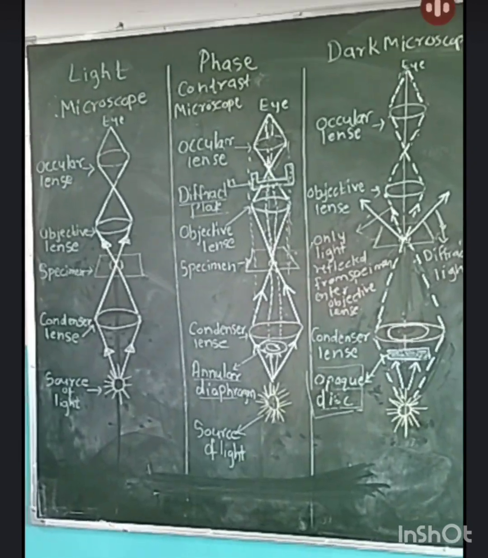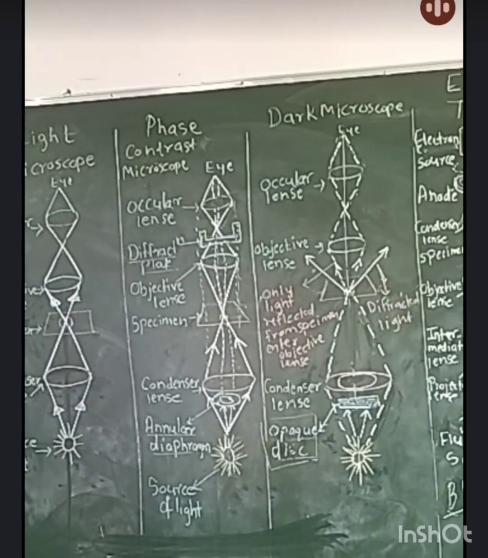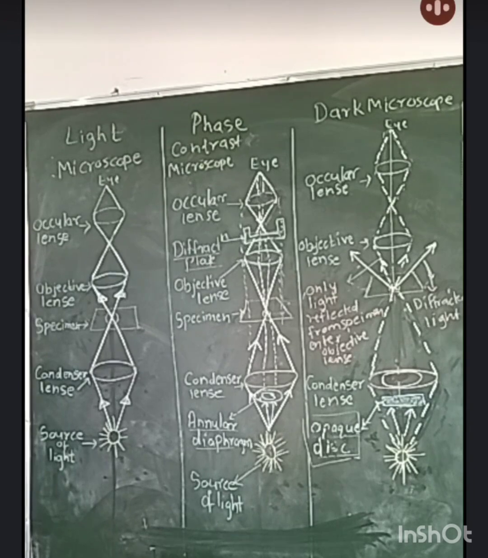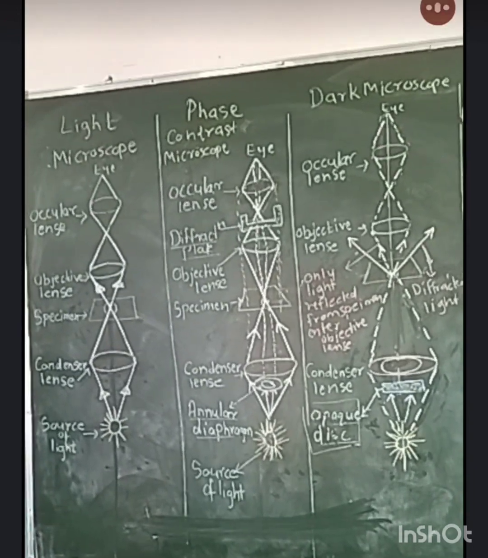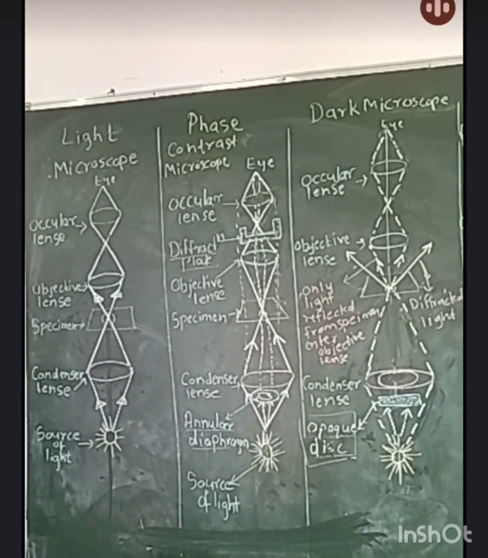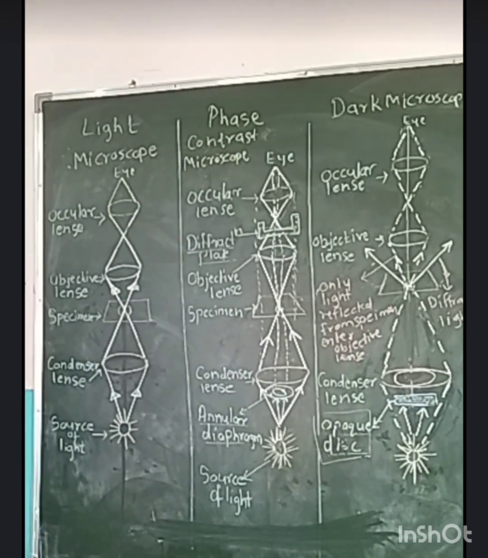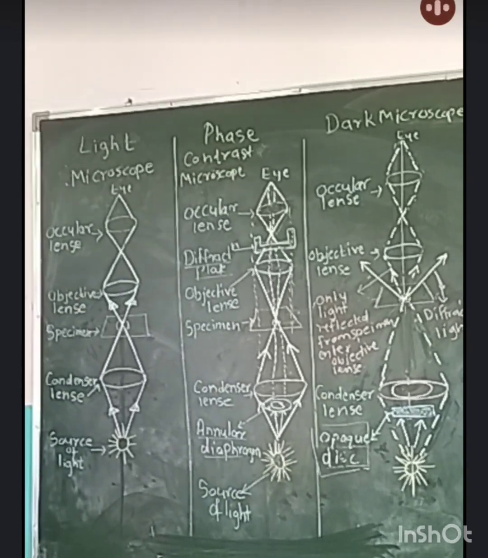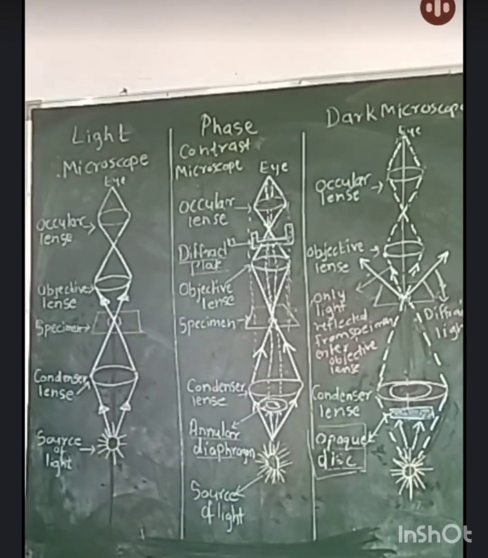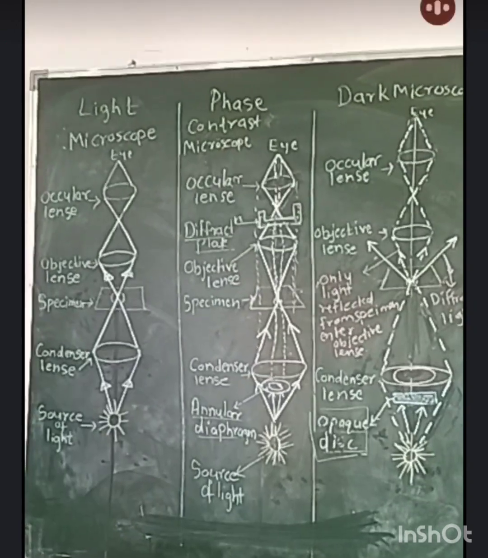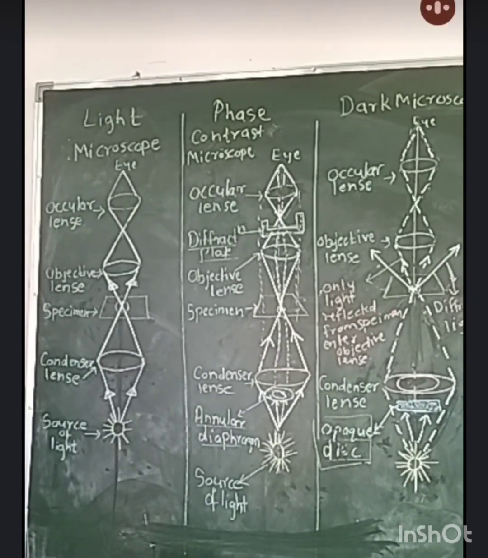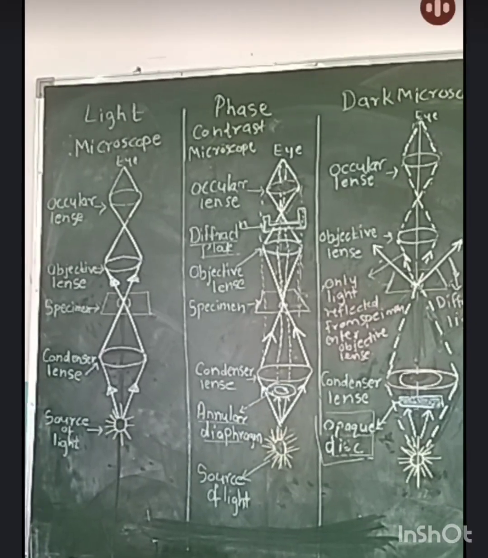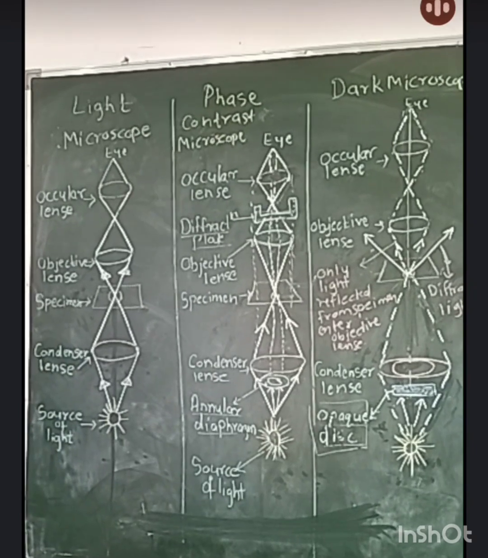In all of these three cases, the specimen is between the objective lens and the condenser lens. Okay, but there is a difference in how the image is formed. In a light microscope, the image is formed on a bright field, and the sample must be stained. So we are using purple or pink staining, and we observe the colored or stained microspecimens on a bright, or one may say white, background.